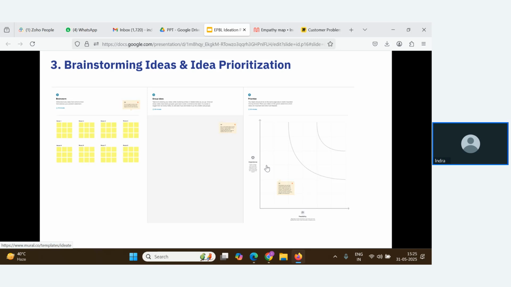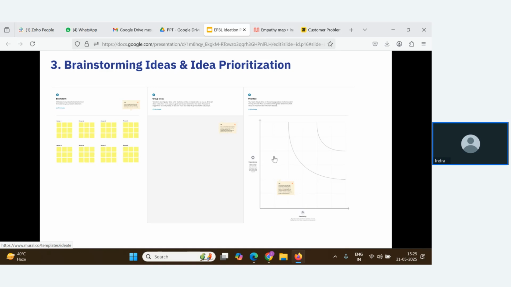Finally, we will prioritize. Basically, we are using a grid to rank the ideas on two things. One is importance and another is feasibility. Importance is how useful or impactful the idea is towards the solution, and feasibility is how easy it is to actually do it. So we'll place the ideas in this particular graph.